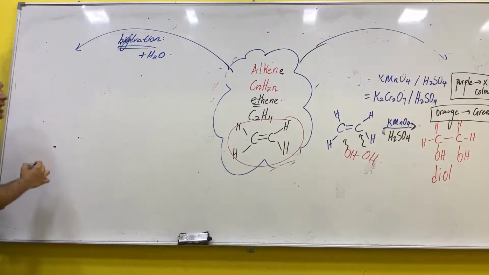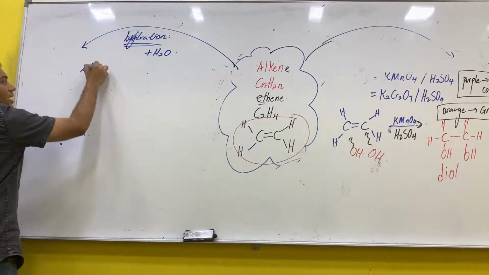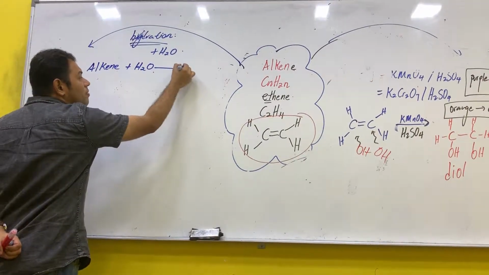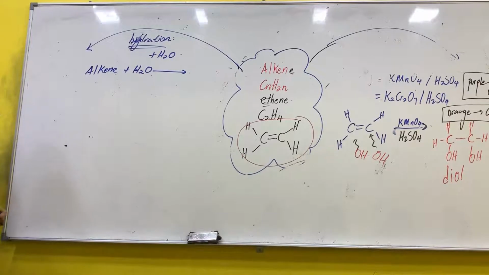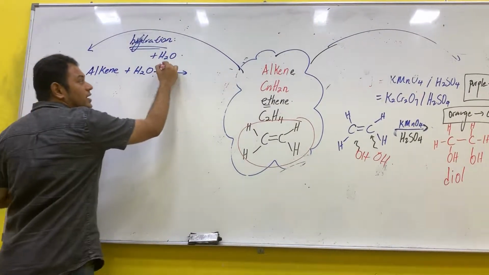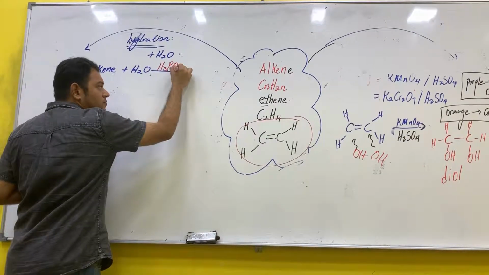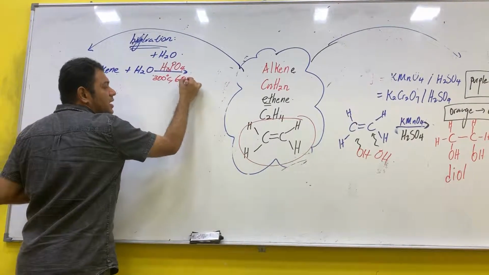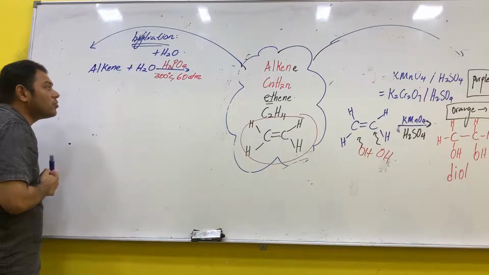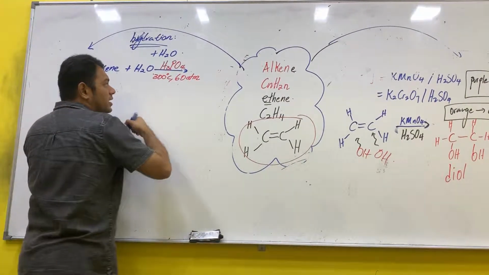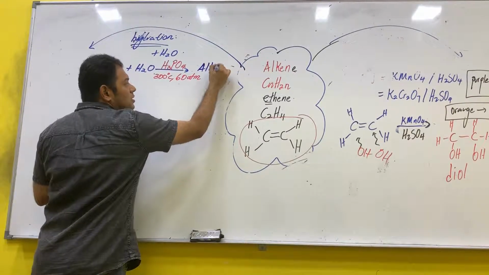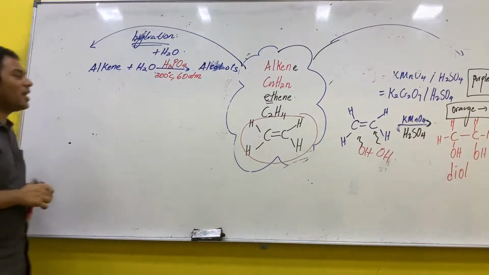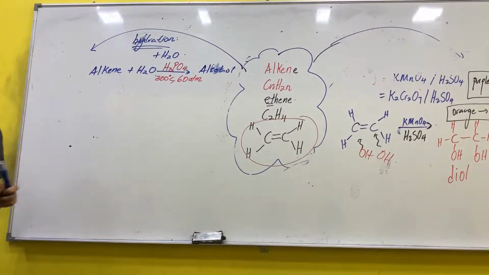Guys, tapi kan, dia ada problem sikit. Bila kita ada alkene, kita nak tambah dia dengan air, it will never occur at the normal condition. You kena perlukan catalyst dan temperature. Catalyst yang kita perlukan kat sini ialah phosphoric acid, dan juga 300 degree Celsius at 60 ATM. Barulah kalau ini cukup, maka dia akan jadi bertukar jadi alkohols.